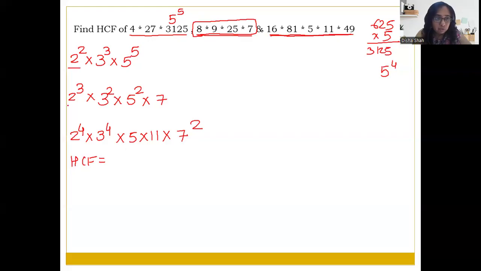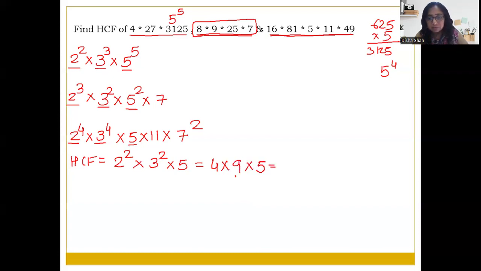So 2 square, 2 cube, 2 raised to 4. So we have to take 2 square. 3 cube, 3 square, 3 raised to 4. So take 3 square. 5 raised to 5, 5 square and 5. So we have to take 5. So answer is 4 into 9 into 5. ठीक है 4 into 5 is 20, 20 into 9 is 180. So this is the answer.